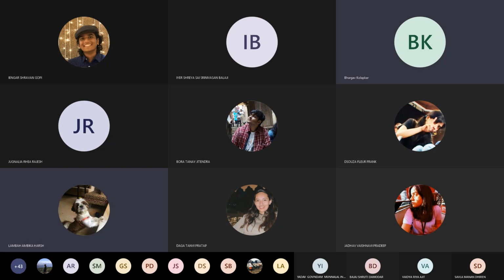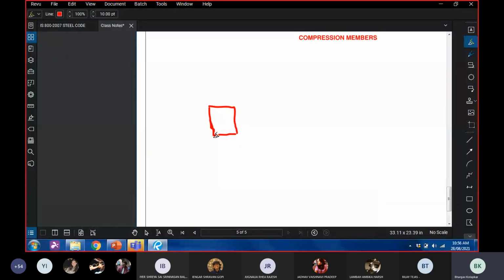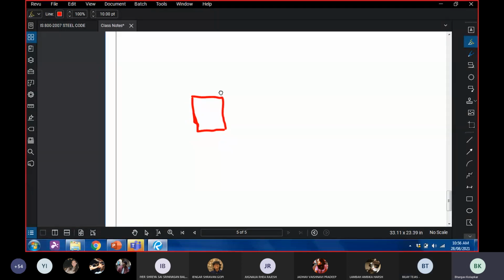So what I meant by concentric action force. So let us say that you have a rectangular cross section. So let us say this is your column. Bhargav, sorry, are you sharing screen? Just a moment. Can you see my screen now? Yeah, now we can. Okay, perfect.